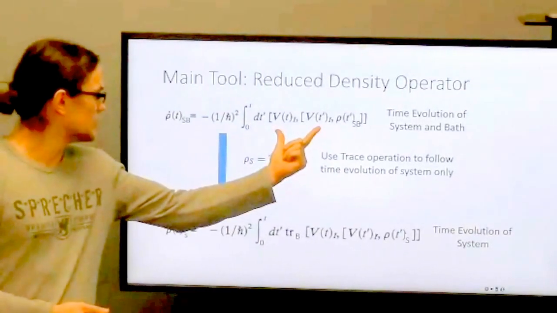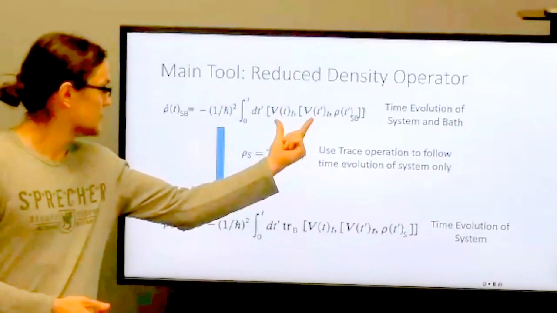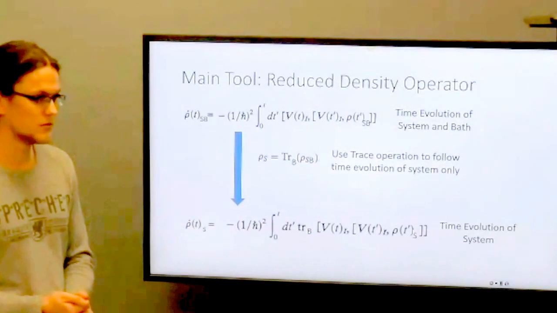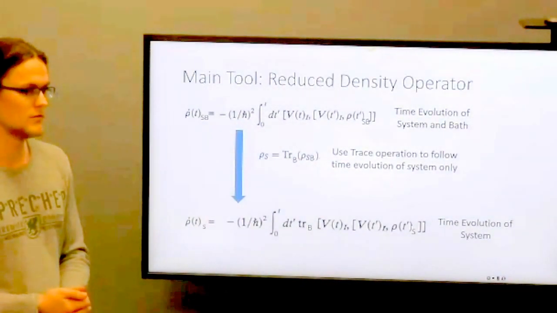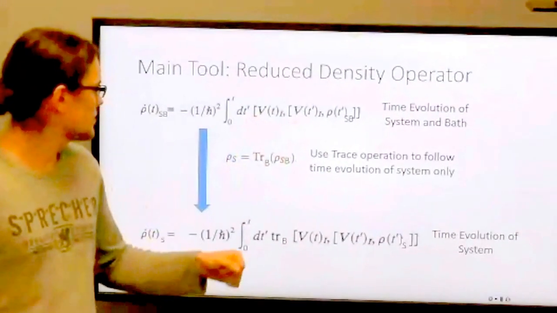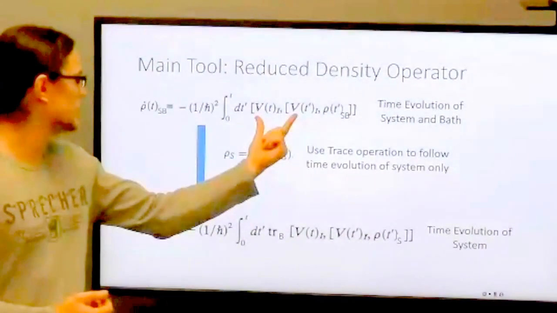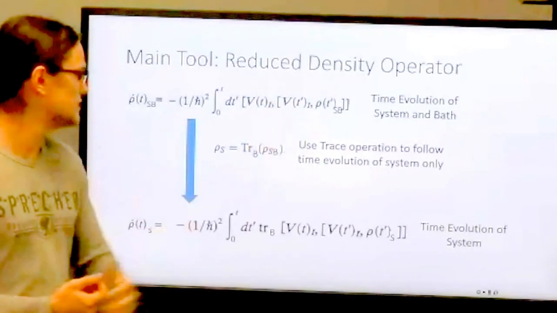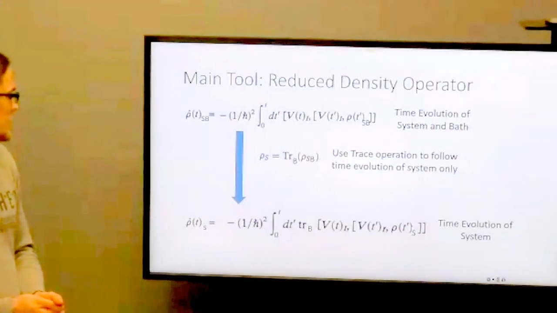It has a double commutator between two different interactions. It depends on two different potentials at different time intervals, and then our density.